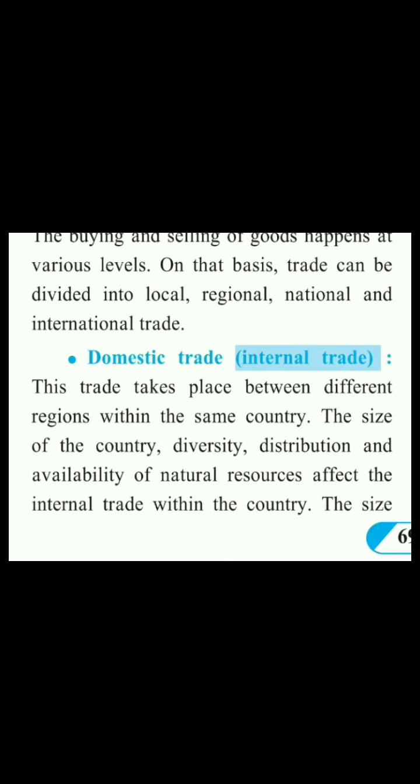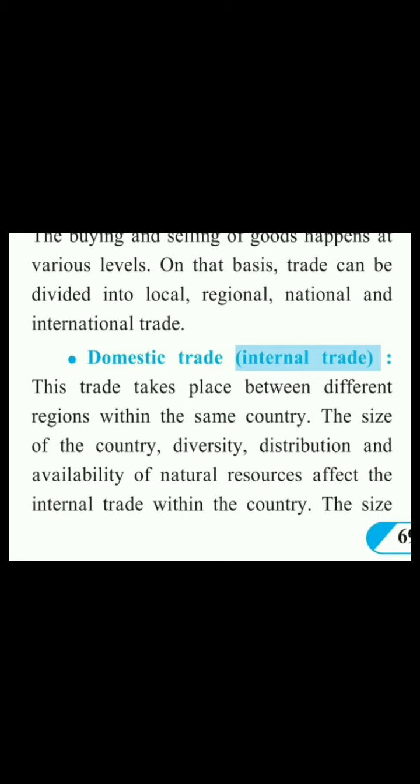Now, after having seen what is wholesale and retail trade, the next type of trade is on the extent of the region. On the extent of the region, you can divide into various levels. We have seen two categories, domestic and international trade. Now within domestic trade, it can also be local, regional, national. Okay, and the other one was international trade. So what is domestic trade? Trade that takes place between different regions within the same country, that is within the boundary of the country, is called domestic or internal trade.